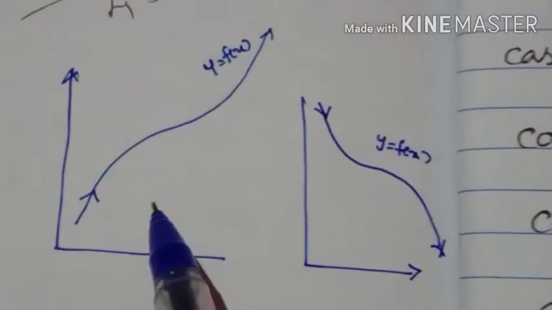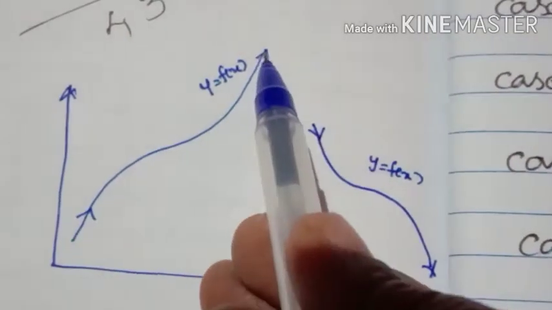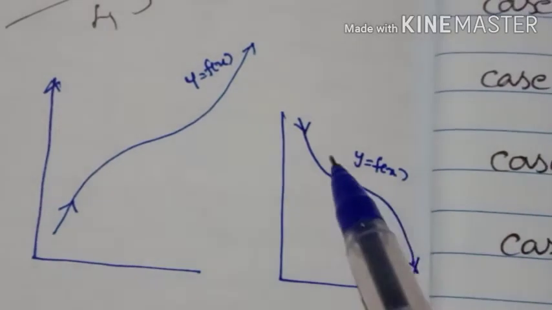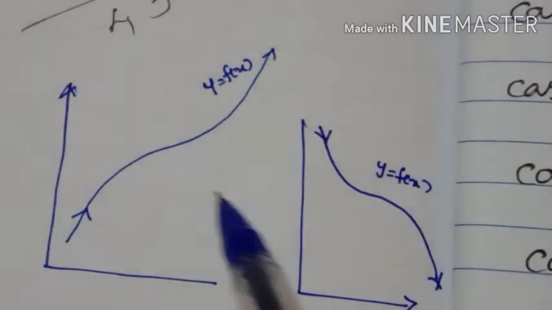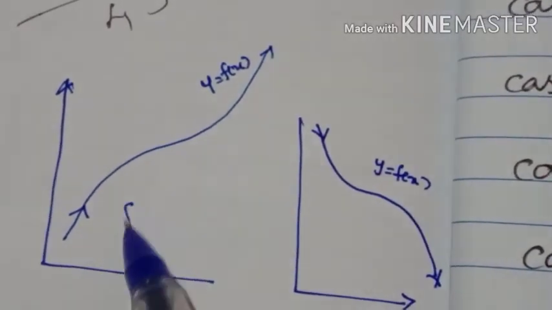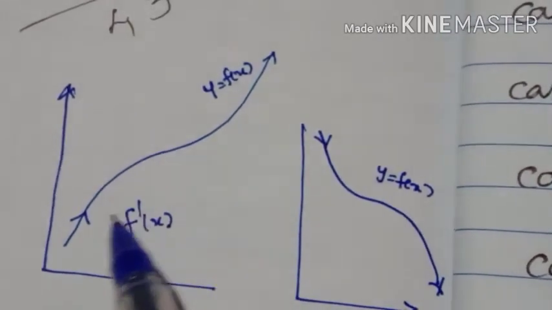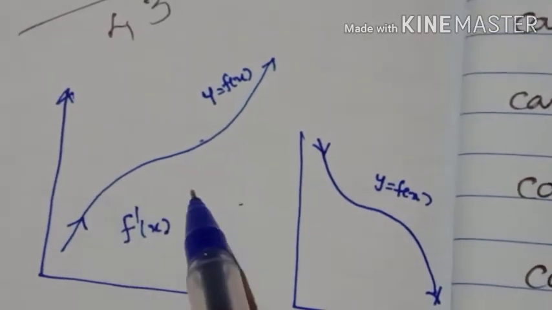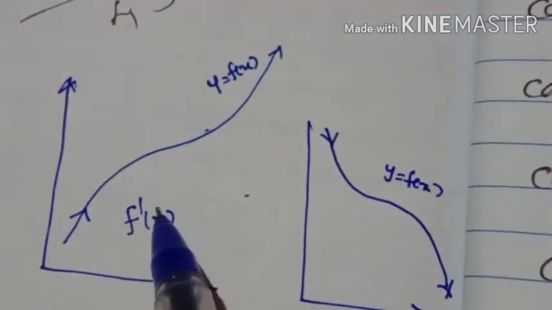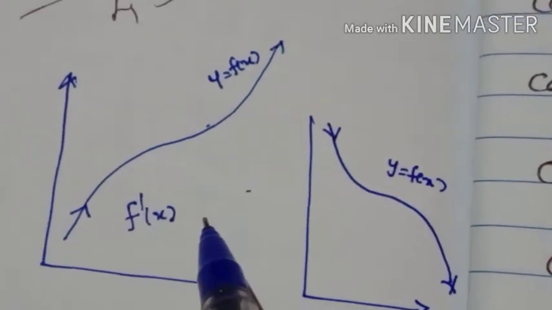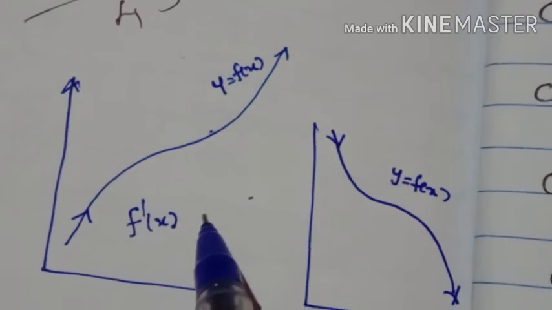Now see these two graphs. In the first graph, from here the graph is increasing, isn't it? Now in this graph, from top to bottom, it is continuously decreasing. So there is no change in f dash of x, positive to negative or negative to positive. There is no change in the sign. So in this case we can't say the given function has either maxima or minima.